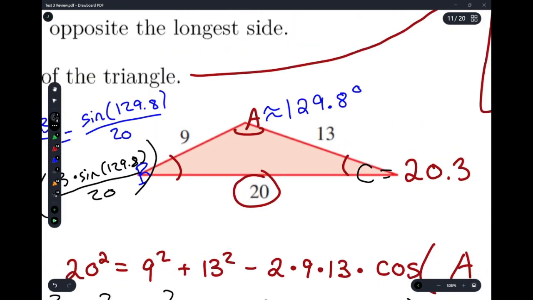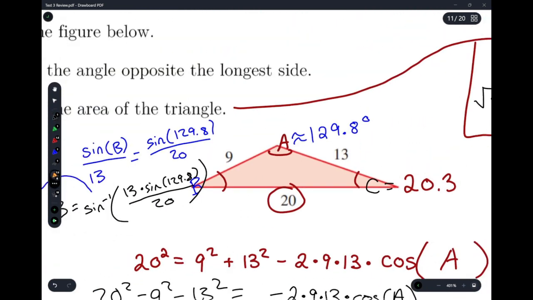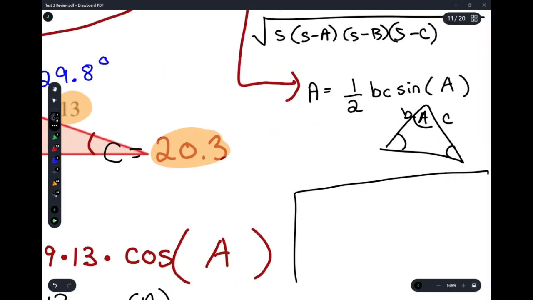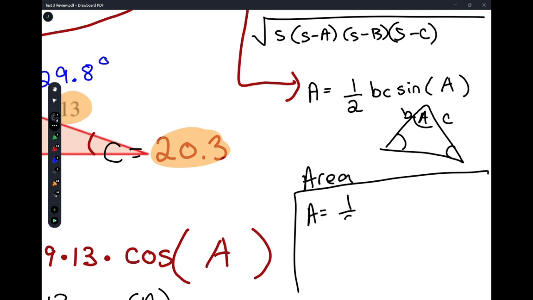Let's do it. Which sides do you want to use? I'm going to use 20, 20.3, and 13. I'm going to say area equals 1/2 times 20 times 13 times the sine of 20.3. And you're done.